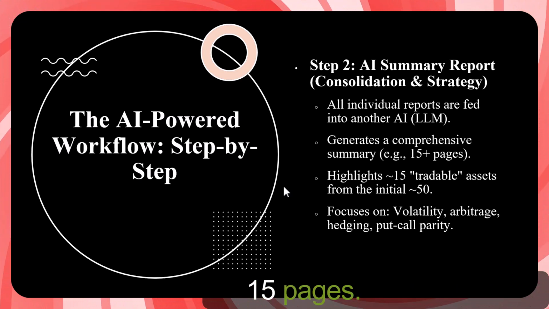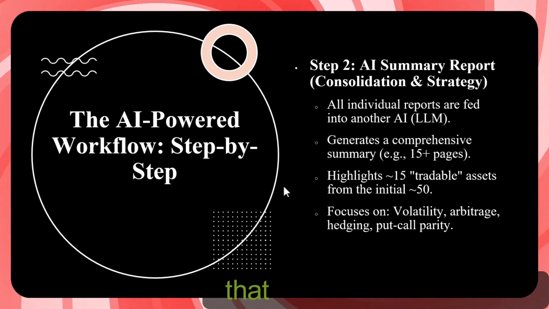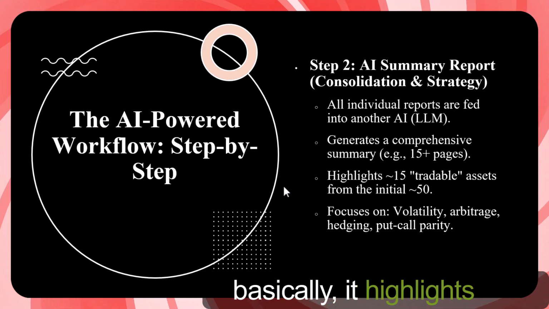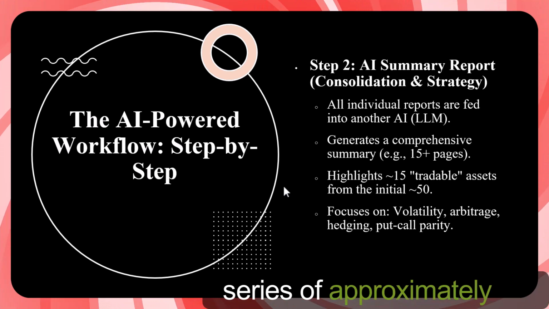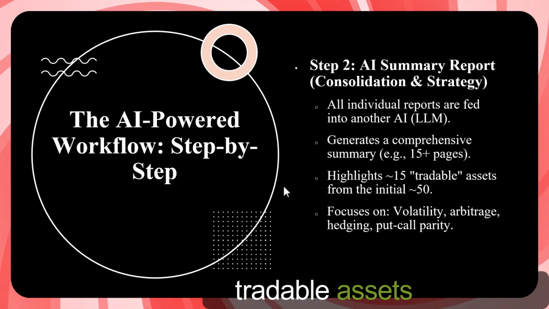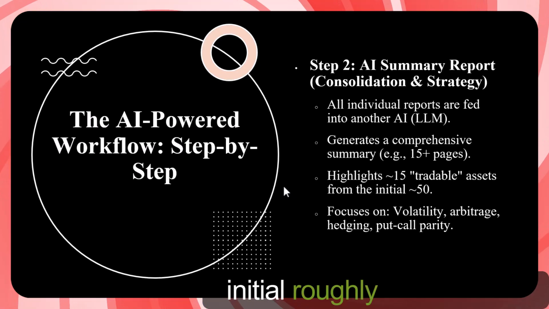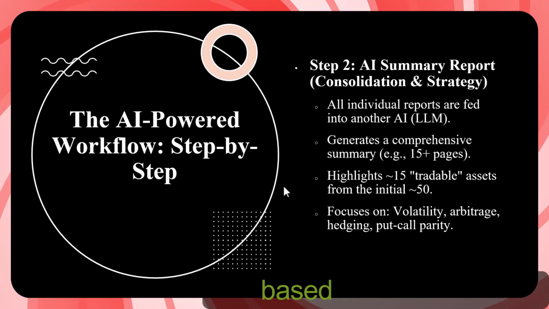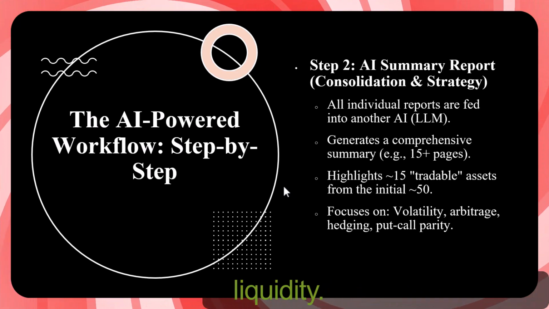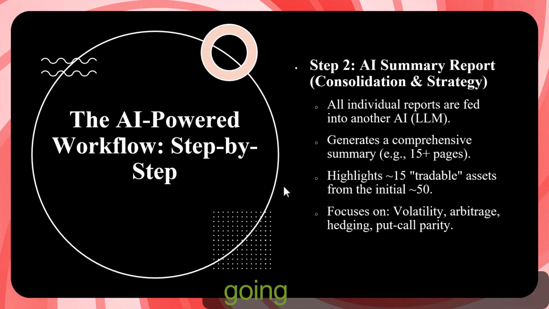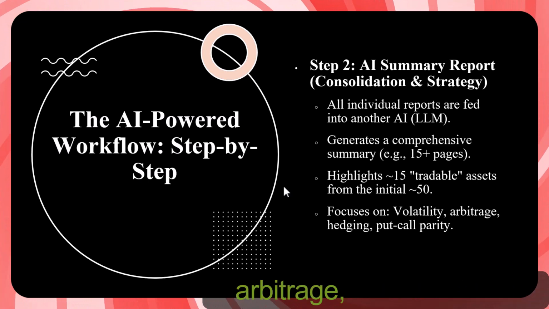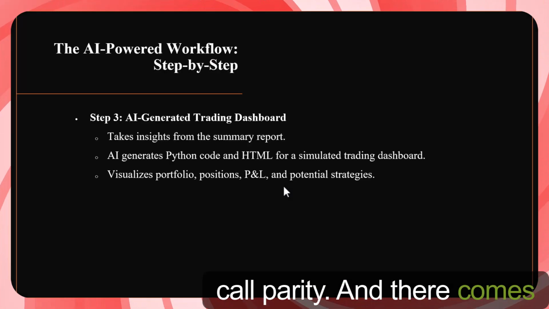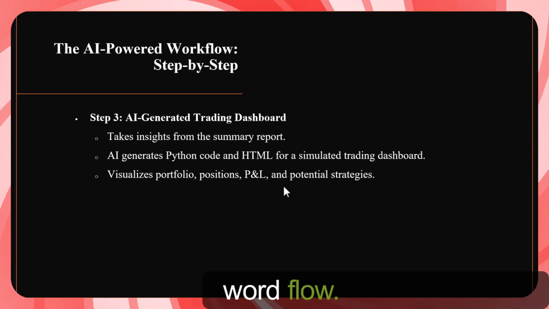It's about 15 pages. Again, I can provide a sample to you in that blog post found in the video description. Basically, it highlights a series of approximately 15 tradable assets from the initial 20, from the initial roughly 50. That gives you what's tradable based upon volume and liquidity. Obviously, it's going to focus on volatility, arbitrage, hedging, and put call parity.